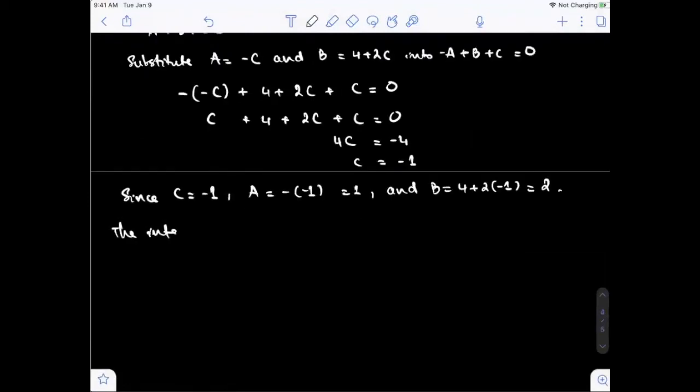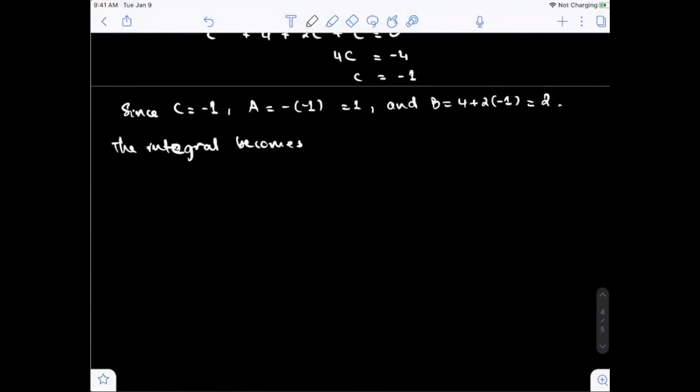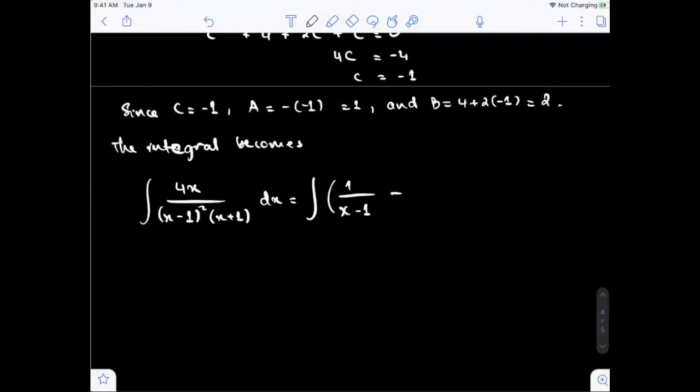So the integral becomes the integral of 4x over x minus 1 squared times x plus 1 dx. This is equal to the integral of 1 over x minus 1 plus 2 times 1 over x minus 1 squared minus 1 over x plus 1 dx.